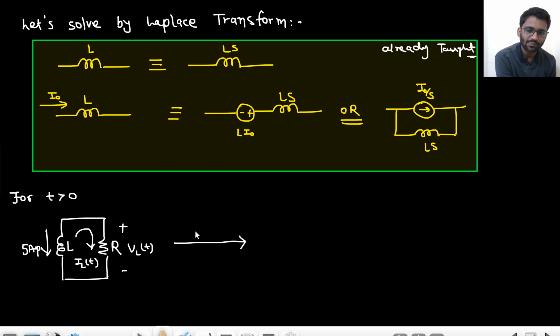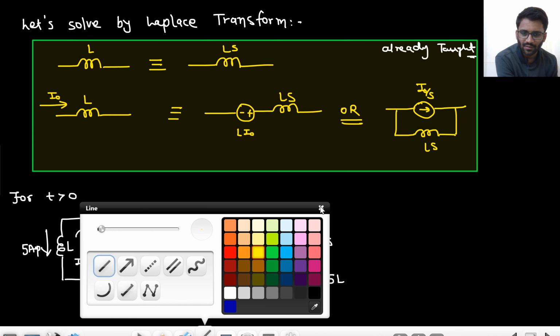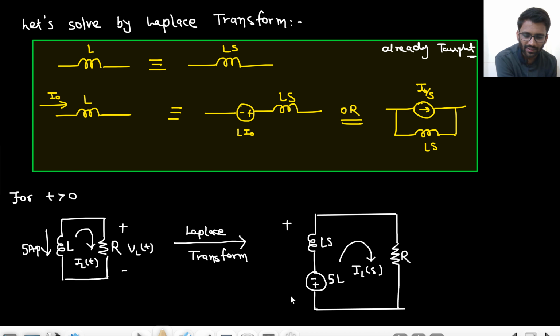Now what will be the Laplace transform? In the direction of current minus to plus, an inductor will be replaced with Ls, and the initial current gives a source 5L, in series with Ls and a resistance R. Right? What is the direction? That is this I_L(s). And what will be V_L(s)? That will be here completely. That would be your V_L(s).